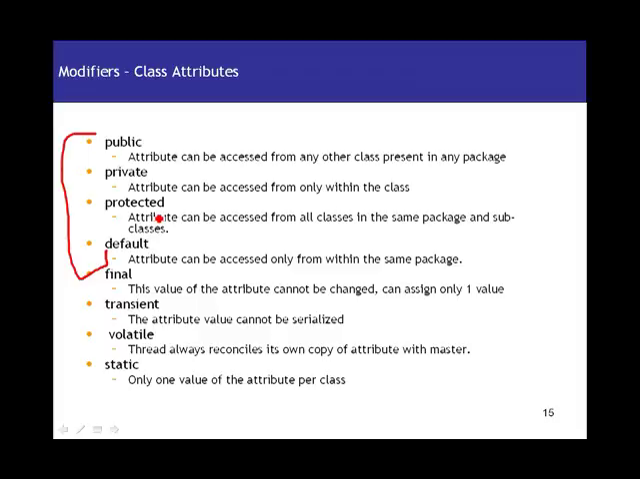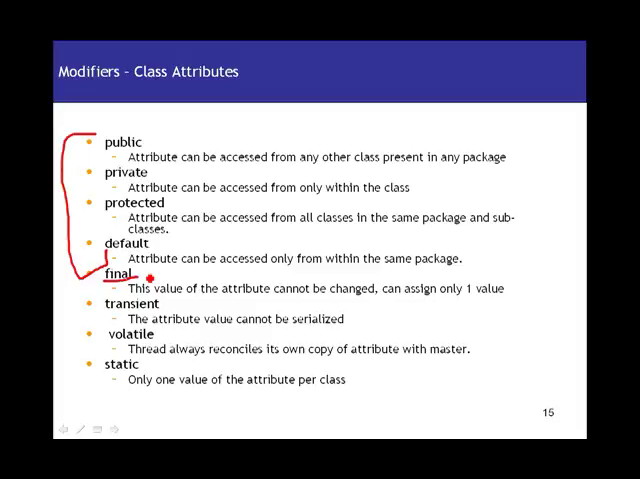Now coming to attributes, when I apply the final modifier to an attribute, it means that I cannot change the value of the instance variable, right? I can assign the value only once and I can't change it again. So if I say int i = 10, in some later part of the program I cannot reassign the value of i to 20 or something else, because that is not allowed when I apply the final modifier to the class attribute.